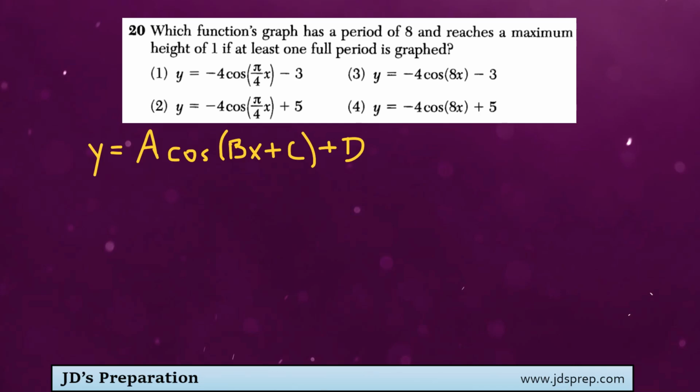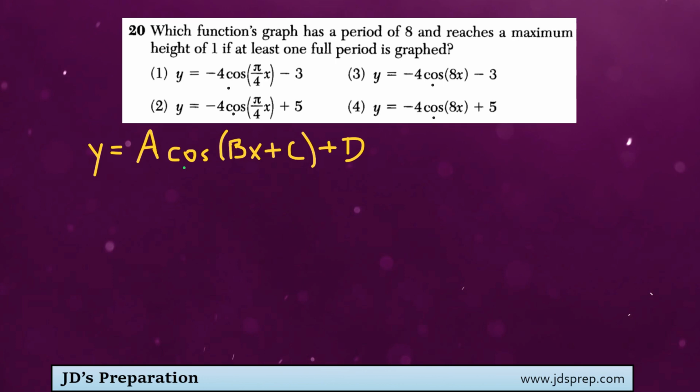In order to solve this problem, we need to be familiar with the general equation for a periodic function. So you can see I've written that out here. And I wrote cos, not sine, because obviously from our four potential answers, it is going to be a cosine function.